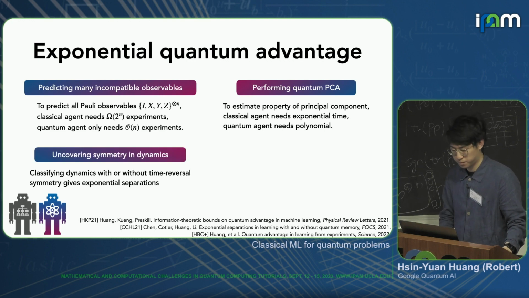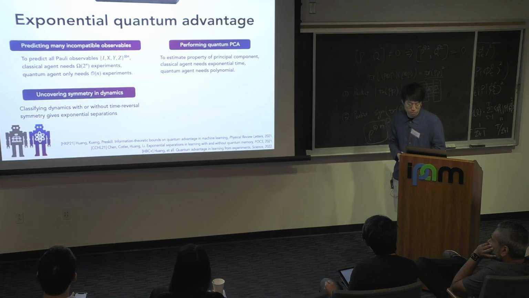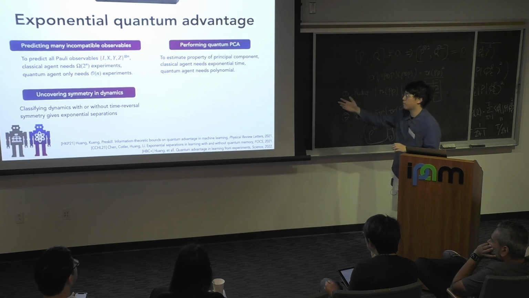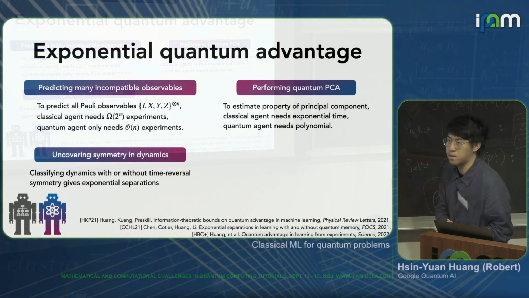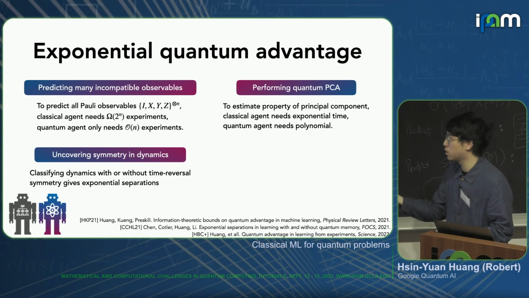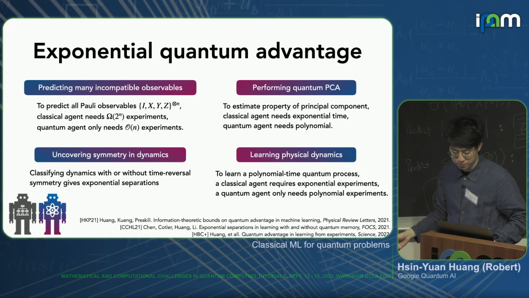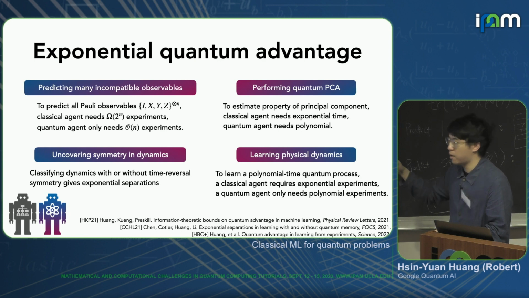by Ewin Tang. And there are other exponential quantum advantages, such as uncovering symmetry in dynamics. So there's some dynamics happening, and you want to know if it has time reversal symmetry. We can also prove that for this problem, a classical agent requires an exponential number of experiments, but a quantum agent only requires polynomial. And if you want to learn some effective model to describe some polynomial time quantum process, there's also an exponential separation between them.